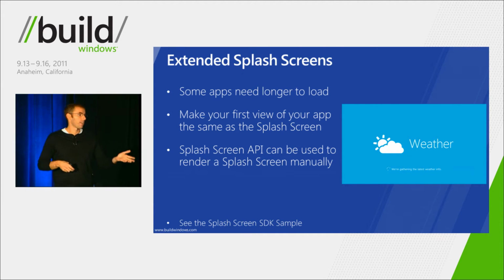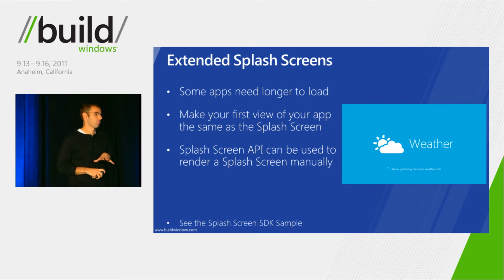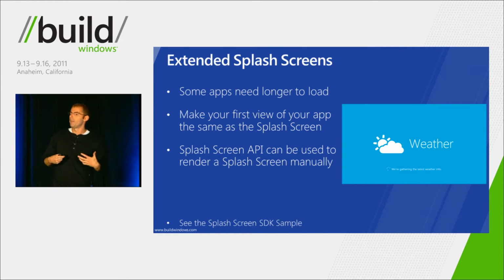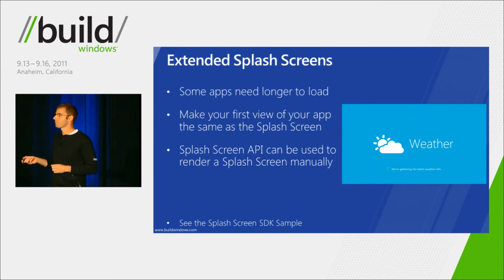A good example of an app that does that is the weather app. As you can see, it has a progress indicator with text and an animation that is not system-controlled, it's app-controlled. But because it used the extended splash screen, it was able to do that. And there was a seamless transition because it used these splash screen APIs. So we recommend you look at the Splash Screen SDK for some more information about that.